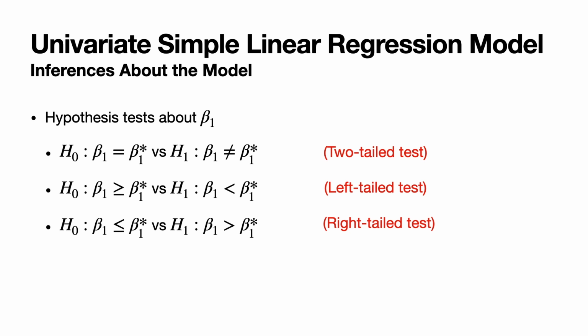Now, in many situations, in particular, if we are trying to determine whether a linear relationship exists between the response variable and the explanatory variable, then beta 1 star, the hypothesized value of beta 1, would be 0 in these hypotheses. But there are many situations where non-zero values of beta 1 star would be important to test.